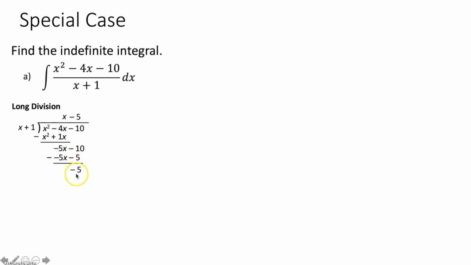Now, what do you do with a remainder? You tack it on the end and you put it over your divisor. So x squared minus 4x minus 10 divided by x plus 1 is going to be equal to x minus 5 minus 5 over x plus 1.